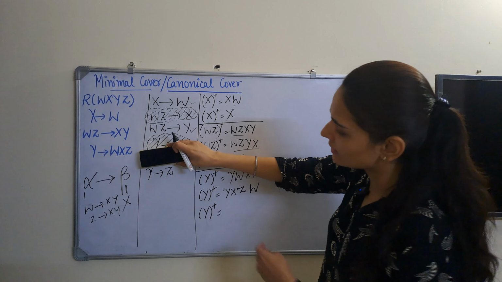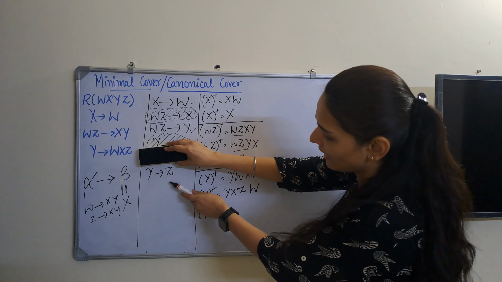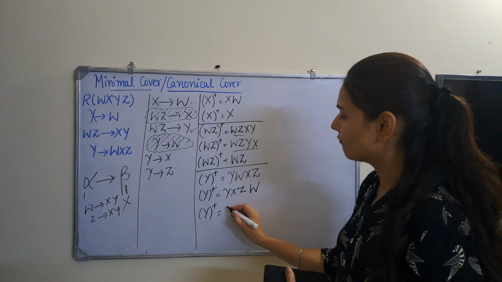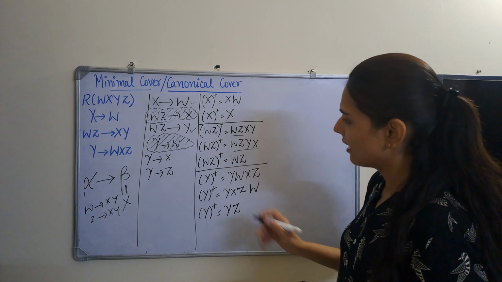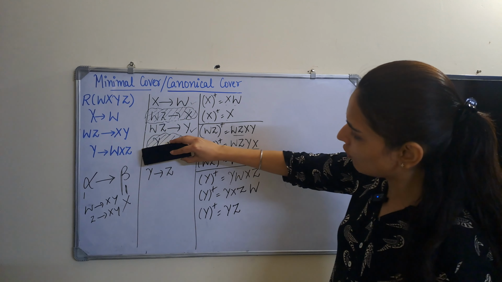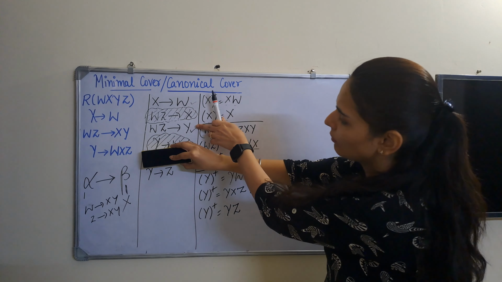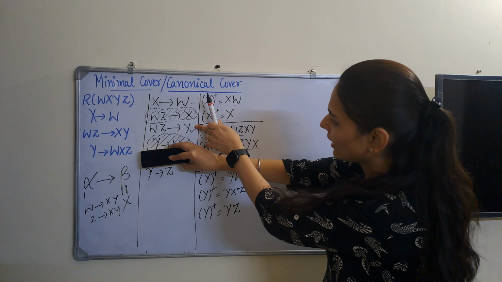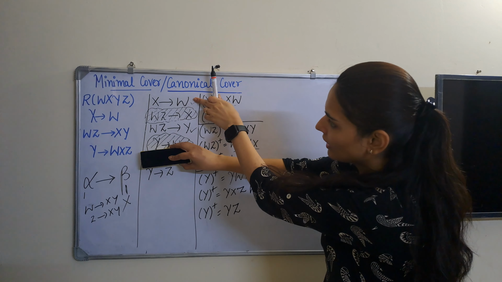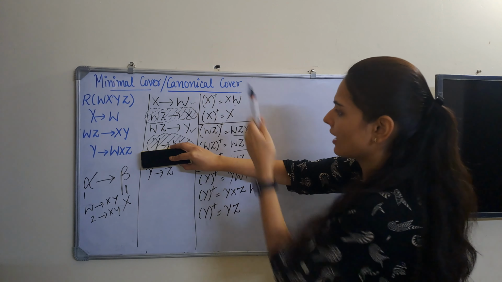So if we do not consider this, what do we get? On y we get z. So on y we get z, and do we get anything else? For y we get z. We have wz over here, so we do not have w, we cannot, and we have xw, we do not have x.